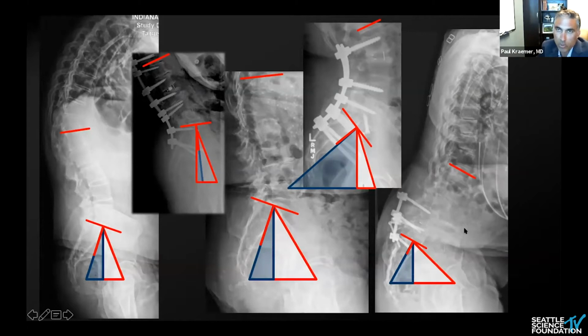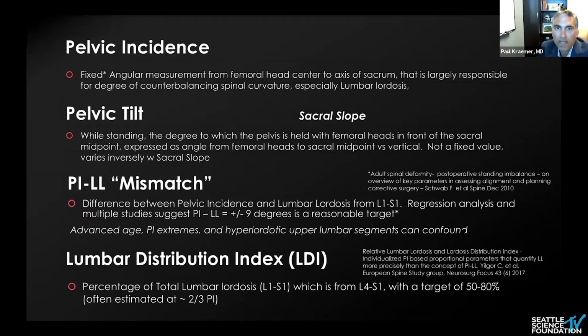So it's a visually intuitive way of measuring, and I think better understanding, because when you understand the nomenclature and what these things mean, you can then begin to apply them to what to do. Very quickly, the pelvic incidence is fixed or very, very nearly fixed. There are some small changes from sitting to standing, but for any one person it's essentially a fixed angular measurement while standing, from the femoral heads to the axis of the sacrum. Your spinal curvature is a counterbalance to that, so that defines your lumbar lordosis.